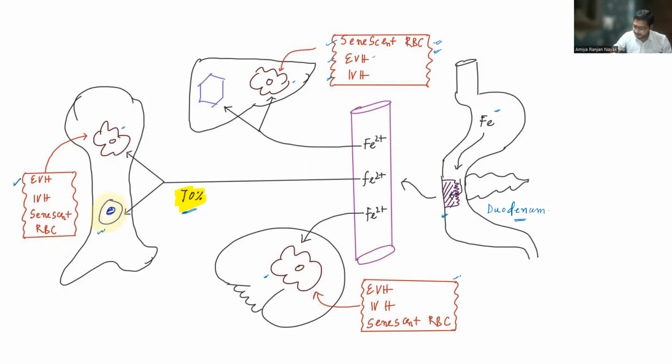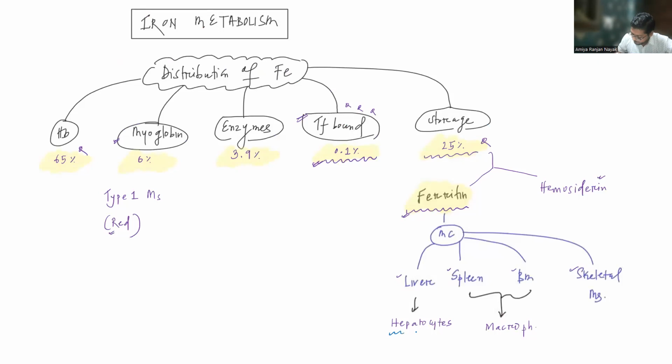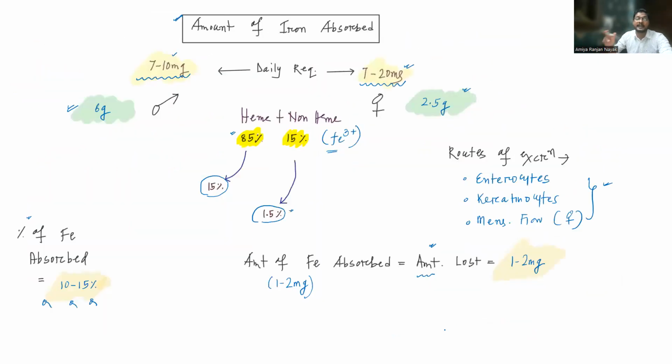So macrophages in various parts of the body, especially the spleen, liver, and bone marrow, can take up iron either from the circulating iron, or through the metabolism of senescent RBCs, or if there is extravascular or intravascular hemolysis, they can also take up that iron. Apart from this, iron can also be taken up by hepatocytes. We have discussed previously that in the liver, hepatocytes are the predominant source of ferritin. So iron will be taken up by the hepatocytes.